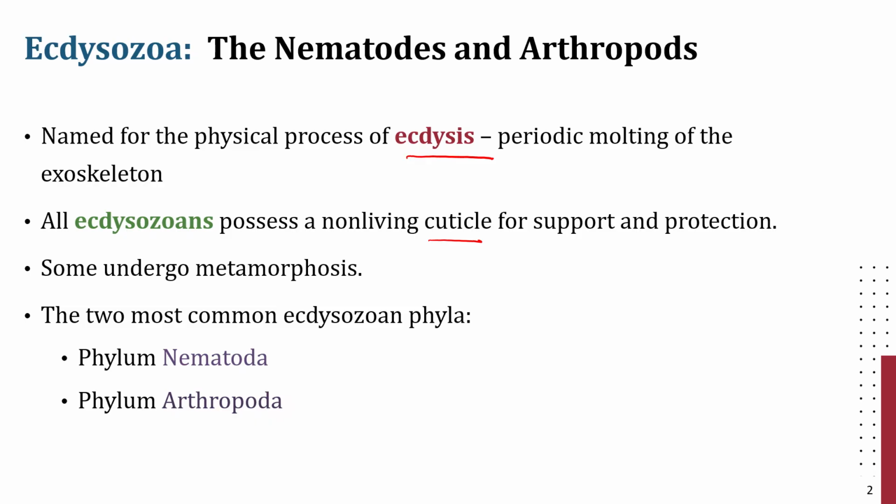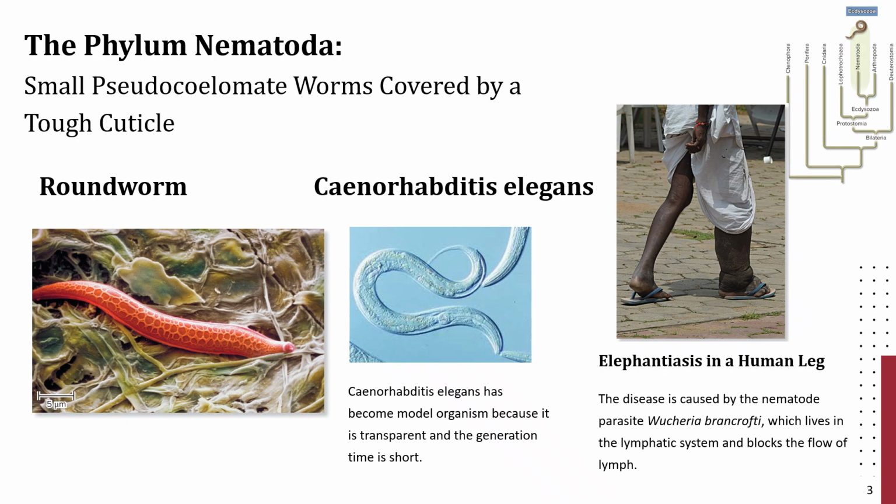Some of these organisms undergo metamorphosis, which is a change in their body structure. And if you need a review on metamorphosis, that'll be in video 1 for chapter 26. So we're going to start with our nematode phylum. All of our nematodes are going to be small pseudocoelomate worms that have this tough outside cuticle.